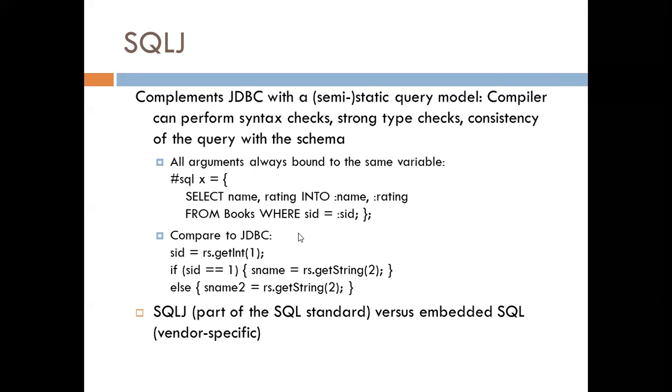Now compare it with the JDBC one. In JDBC, we have to use a result set, and on the result set we call rs.getInt(1), which will return the sid, and then we extract the strings using name equals rs.getString. So it is just a comparison of syntax. Here, it is directly placed in the variable, whereas there we have to process the result set object.